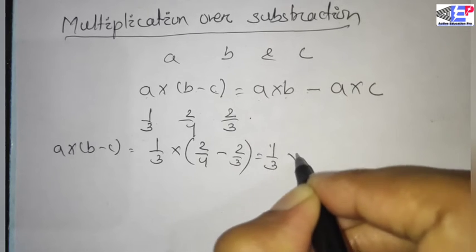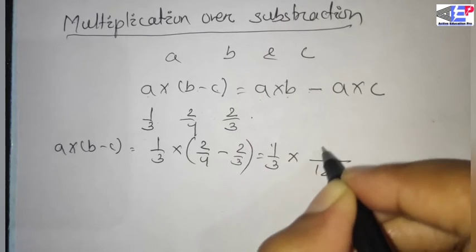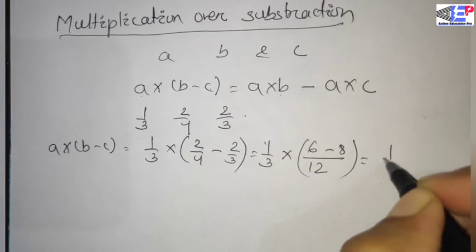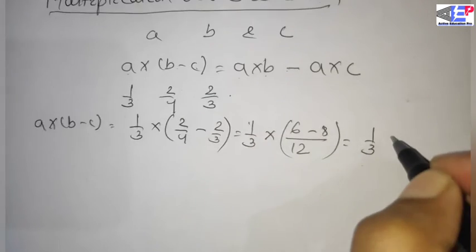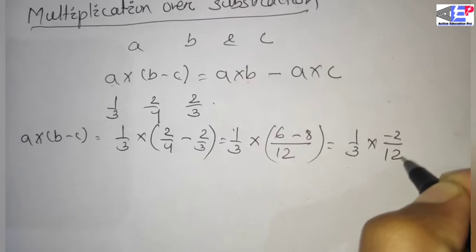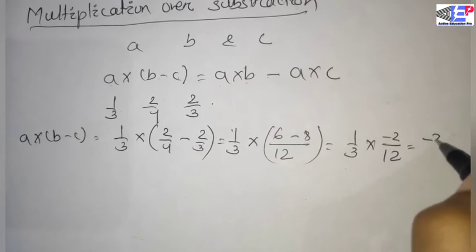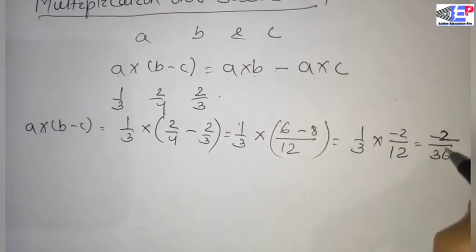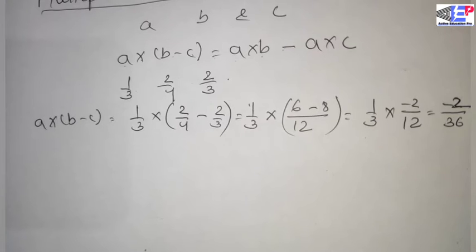1 by 3 cross 12, 6 minus 8, it will be 1 by 3 into minus 2 by 12. Your answer is minus 2 by 12 3 is 36. Minus 2 by 36 is your answer.